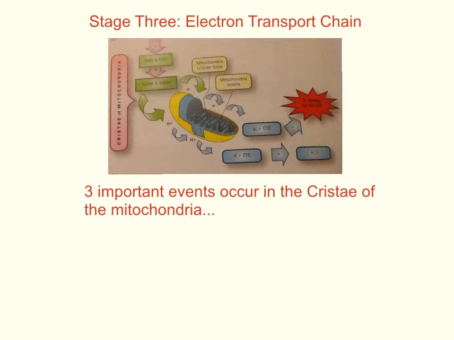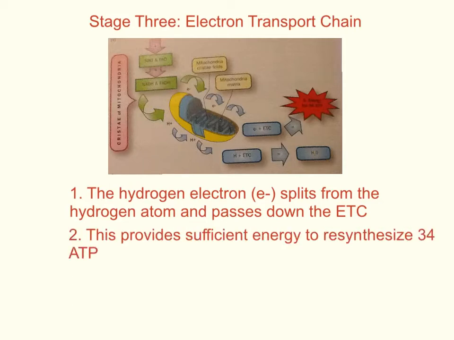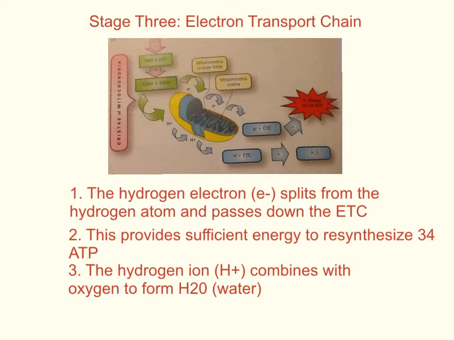As we already know, the reactions within the electron transport chain take place in the cristae of the mitochondria, and just like in the Krebs cycle where there's 4 events that you need to be aware of, there are 3 very important events which occur in the electron transport chain which you must know in adequate detail. The first event is that the hydrogen electron will split from the hydrogen atom, and then this will further pass down the electron transport chain. This will provide enough energy to resynthesize a total of 34 molecules of ATP. And finally, the hydrogen ion will combine with oxygen to form H2O, which we know is water. And this should make a bit of sense, because you should know that the simple equation for aerobic respiration is glucose plus oxygen gives carbon dioxide, water, and energy. And this is where the energy and water will come from within this reaction.